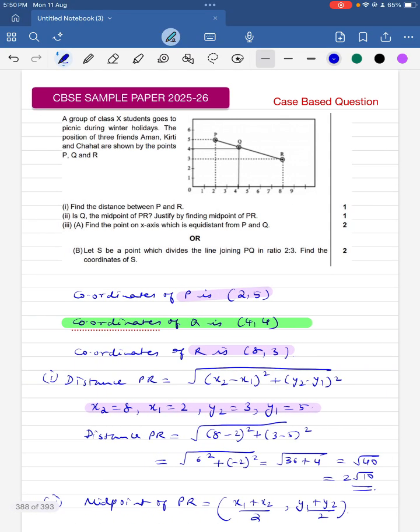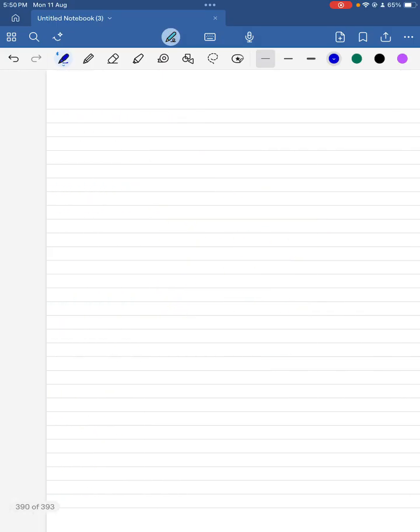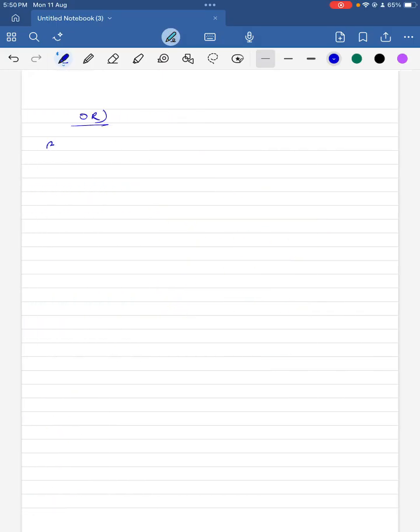Okay, now let's look at the OR part. In question B, they've said that let S be a point which divides the line joining PQ in the ratio 2:3. Find the coordinates of S. So they've said that this point S divides PQ in the ratio 2:3. Coordinates of P we know is 2, 5 and coordinates of Q we know is 4, 4. And we can find the coordinates of S using the section formula.